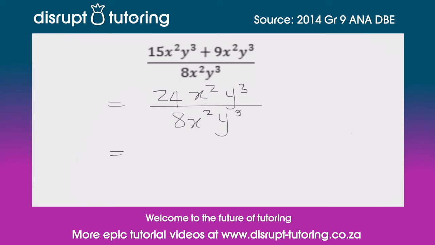Alright, now we need to do our division, and we're going to do our sign first, and luckily we've got a plus in the top and the bottom, so that's going to remain plus. Then we move on to our numbers. So 24 divided by 8, we know 8 goes into 24 3 times.